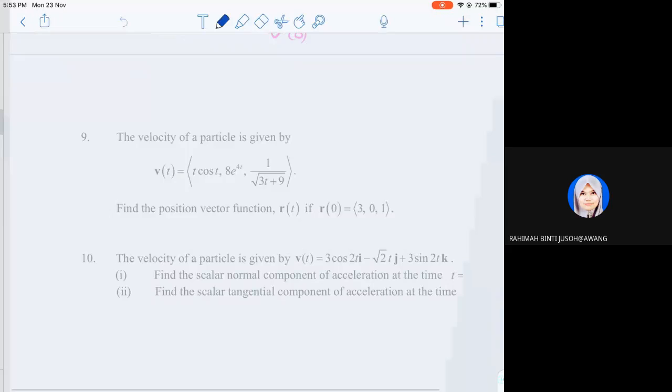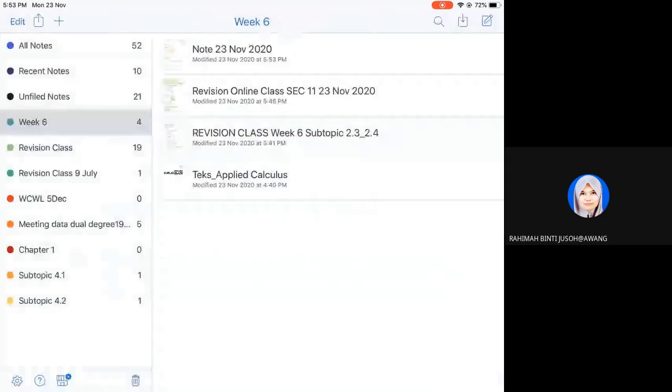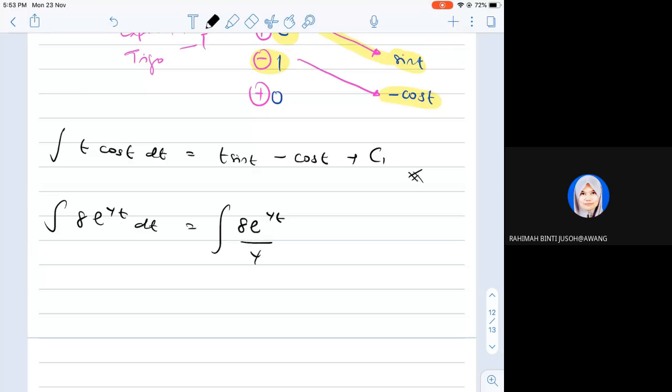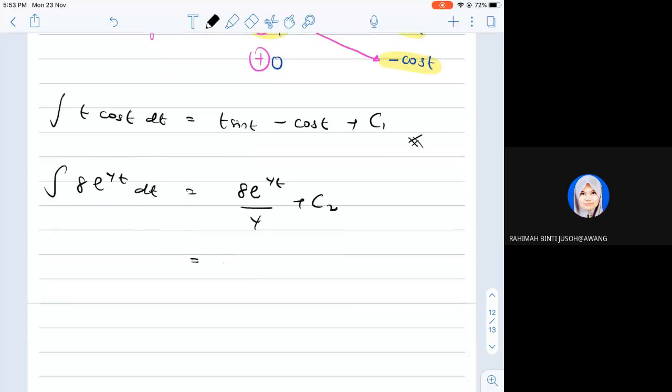Alright, apa tadi kita buat tadi soalan. Kita stop sampai ni. Integrate 8 exponent to the power of 4t. We have 8 exponent 4t over 4, right? Plus C2 lah. So we will have 2 exponent 4t plus C2 because this is the second component, kan?